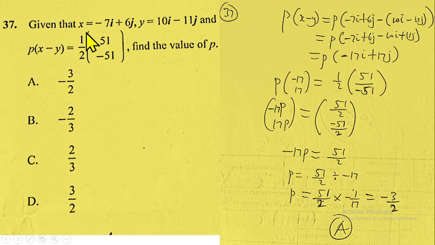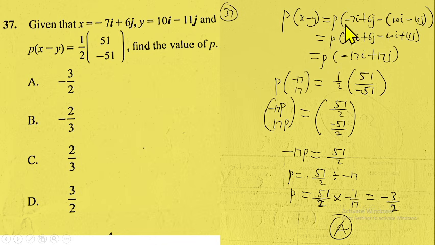Given that vector x is minus 7i plus 6j, and vector y is 10i minus 11j, and we are given this, p multiplying this x minus y, where our x is this vector and our y is this vector, equals to this 1 over 2 multiplying this column matrix. So what do we do? Look at what I've done here.